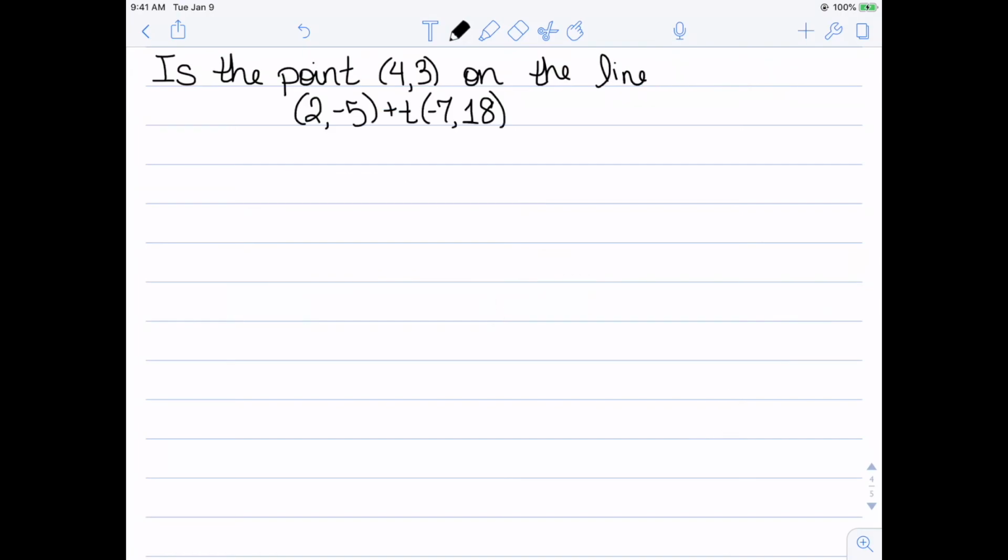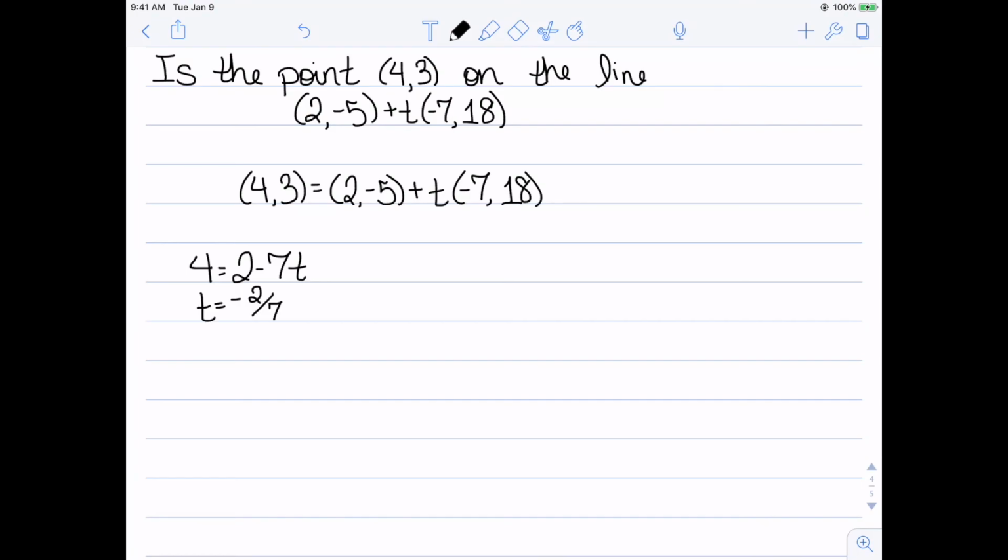Our next question, is the point (4, 3) on this line given by (2, -5) plus t times (-7, 18)? This one is going to be very similar to the last one. We have (4, 3) is equal to (2, -5) plus t(-7, 18), and we want to know, does this value of t exist? The first components here give us the equation 4 equal to 2 minus 7t. And if we were to solve that, we get t equal to -2/7.